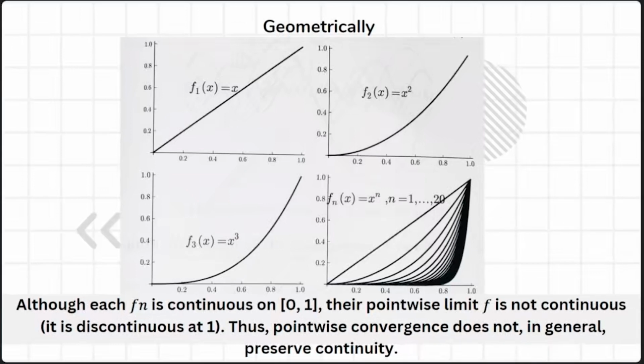And note that although fn is continuous on [0,1], their limit f is not continuous. It is just a note. So pointwise convergence does not in general show that the limit function f is also continuous.